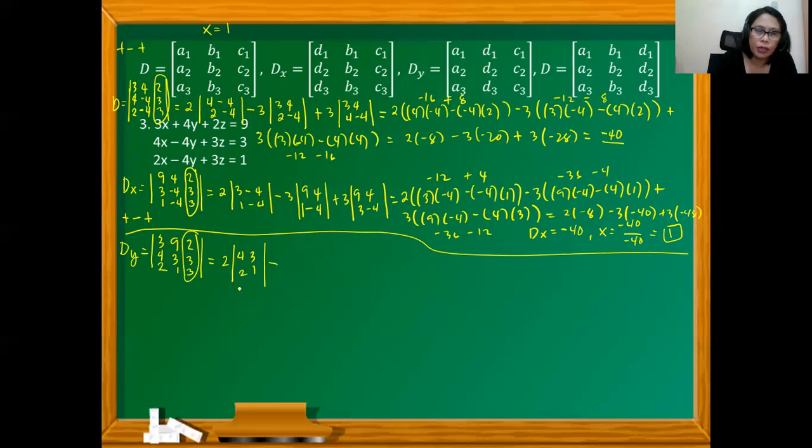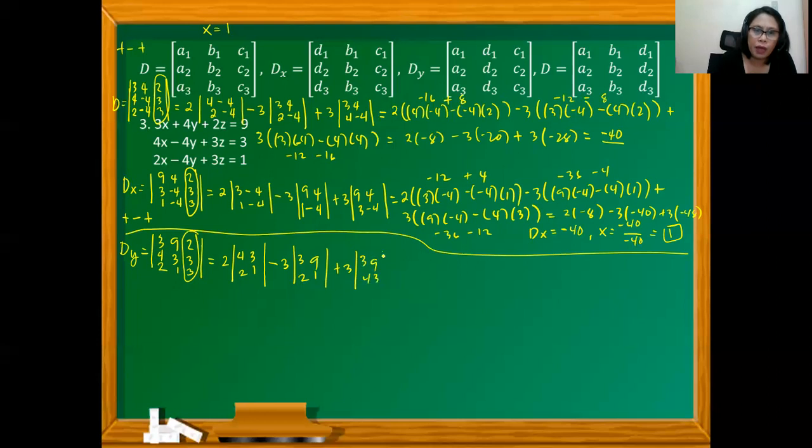And then minus the second element times its minor. So we'll eliminate the second row and the third column. There remains 3, 9, 2, 1. And lastly, plus the third element 3 times its minor. So the last column and the last row will be eliminated. There remains 3, 9, 4, 3.